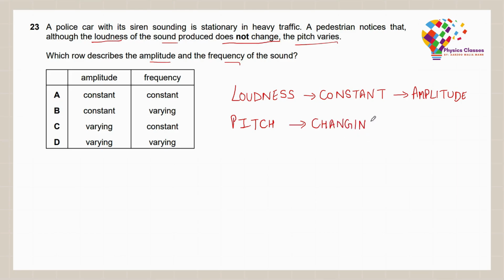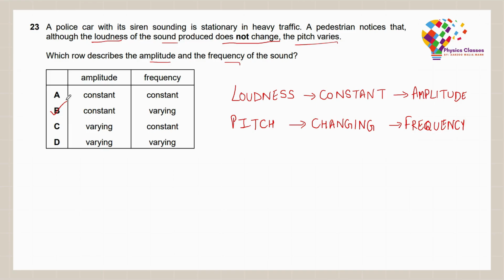Therefore, if I look at all the options now, I can simply say that the amplitude has to remain constant and the frequency can change. So amplitude constant and frequency varying, that is option B. Therefore, for this one, the answer is option B.